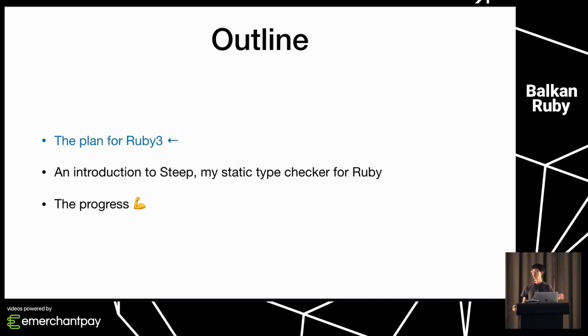This is an outline of my talk. I will first explain the latest plan for Ruby 3. And then I'd like to introduce my type checker called Steep. And then I'd like to share the progress of the type checking development project.